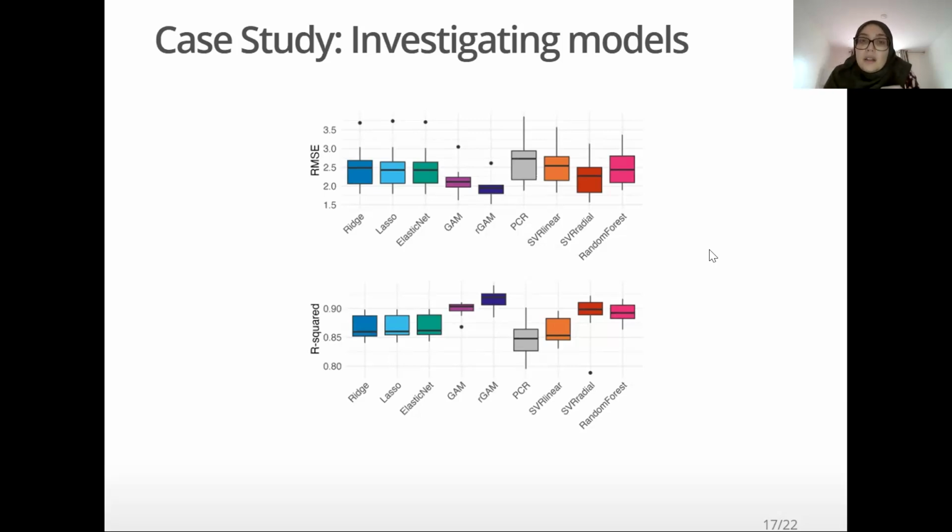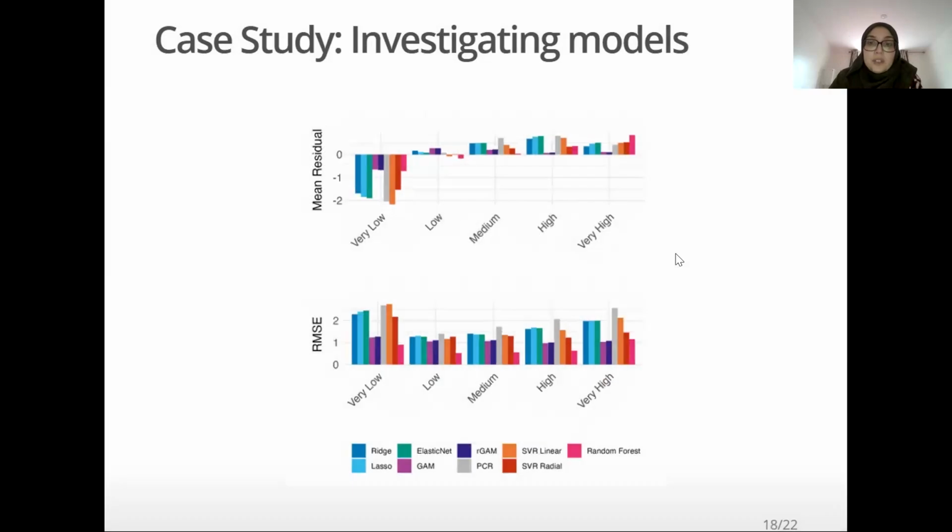The full GAM and the SVR with an RBF kernel, so the radial SVR here, have comparable R squared means and spread. They show a little bit of improvement compared to the linear models. But the best one performing is really the reduced GAM here, with the lowest mean of around 2. I think it's 1.9 exactly, if I remember well. And then we have the highest R squared value as well here. So this highlights the importance of feature selection in reducing the noise and improving the model accuracy.